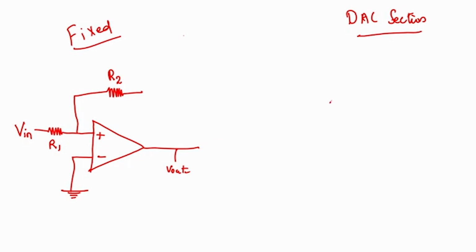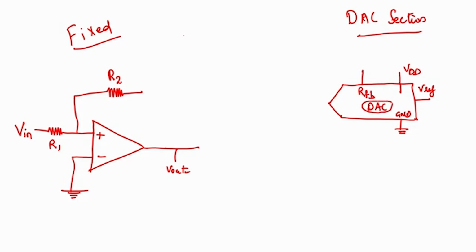So let's take a DAC. We will have a VREF, let's keep it there. You have a VDD, you have a ground which is grounded here. You have a feedback resistor RFB. So this is your DAC. You have IOUT1, you have IOUT2. As per our previous design, IOUT2 should be grounded.